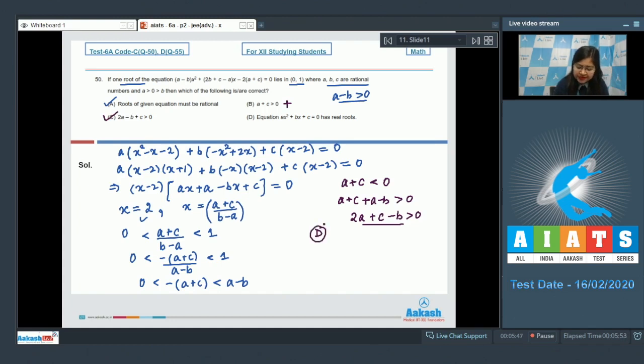Now option number D says that this equation has real roots. Now its discriminant is b square minus 4ac. Now see here, a is always positive but a plus c is negative, which means that c is definitely negative. So c is negative and a is positive. So negative times positive makes the product negative, so minus 4ac is positive, which means that D is always greater than 0, which means that it always has real roots. So this is also correct. So the answer is A, C and D.